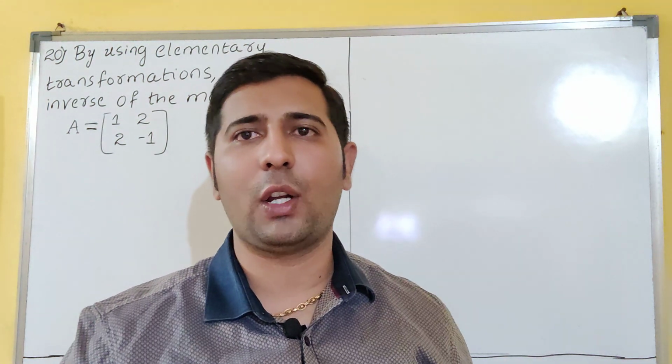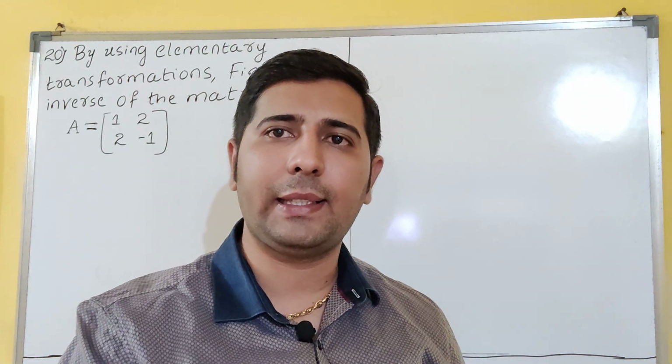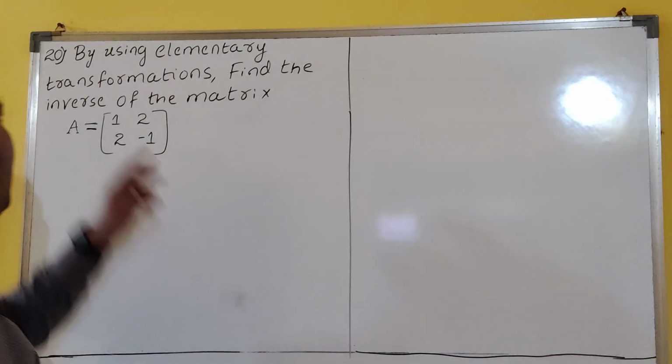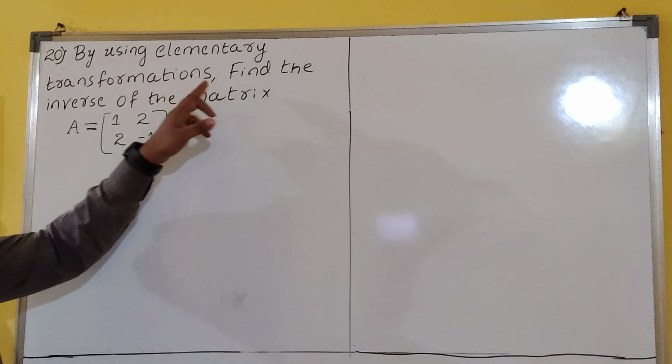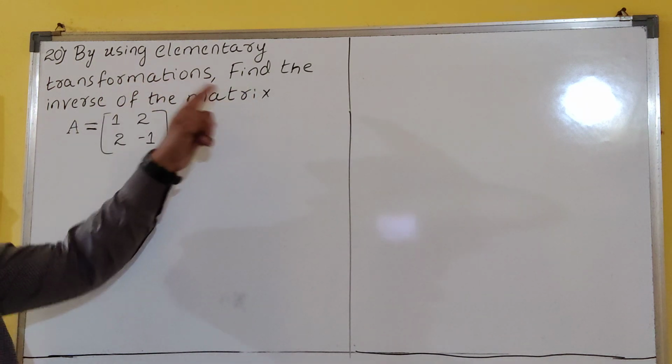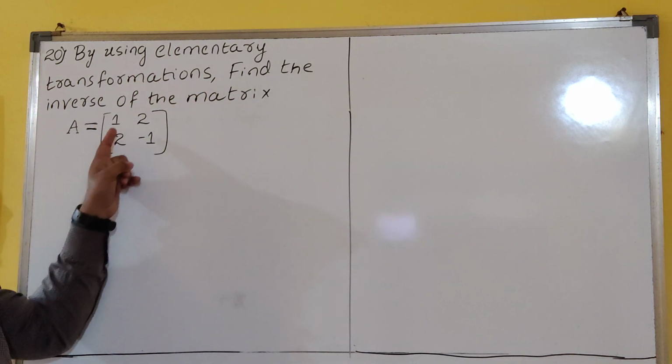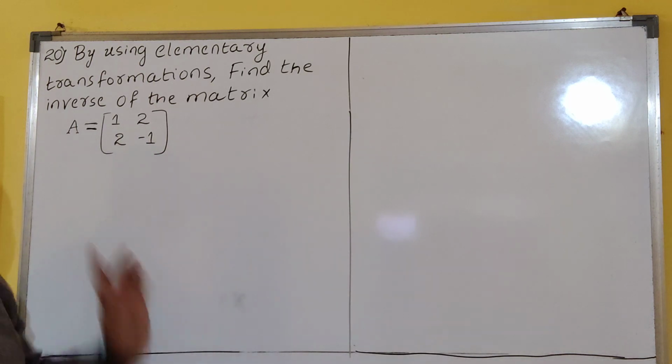In the last class we have solved question number 19. Now let us see question number 20, dear students. By using elementary transformations, find the inverse of the matrix A is equal to [1 2; 2 -1].